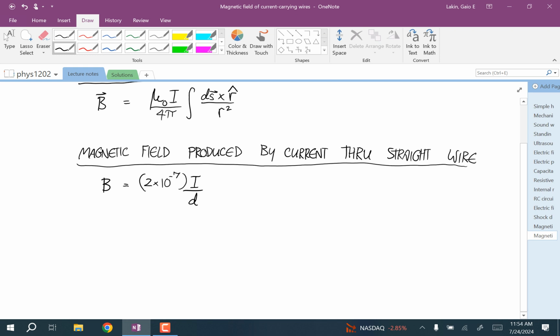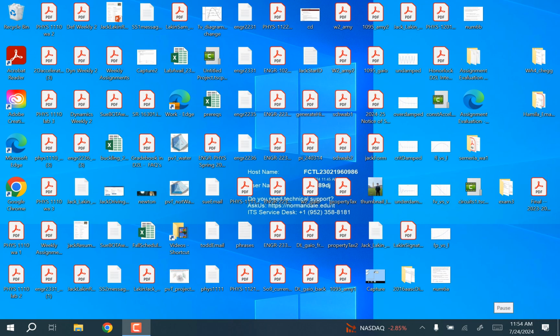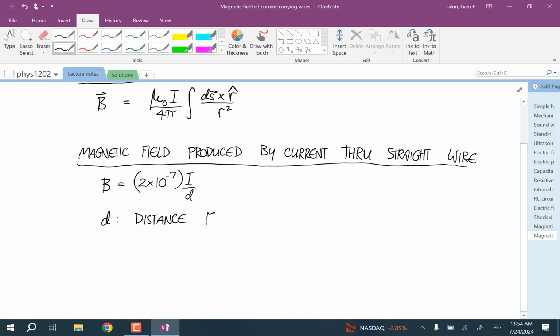So everything here is pretty self-explanatory, except that distance, that d, is the distance from the center of the wire to the desired point. Okay, that's the magnitude.